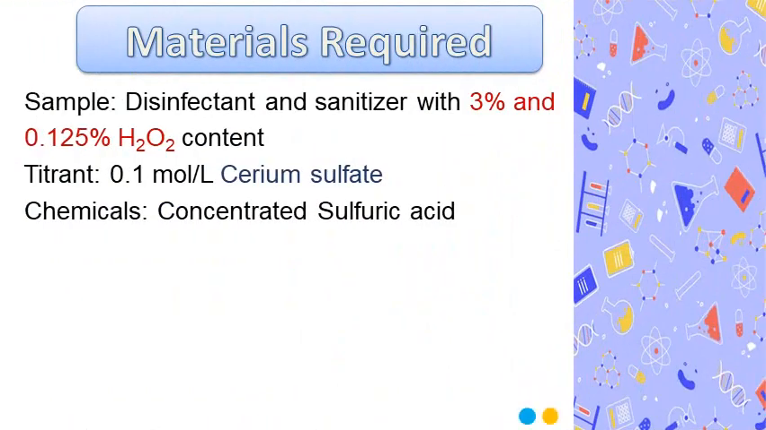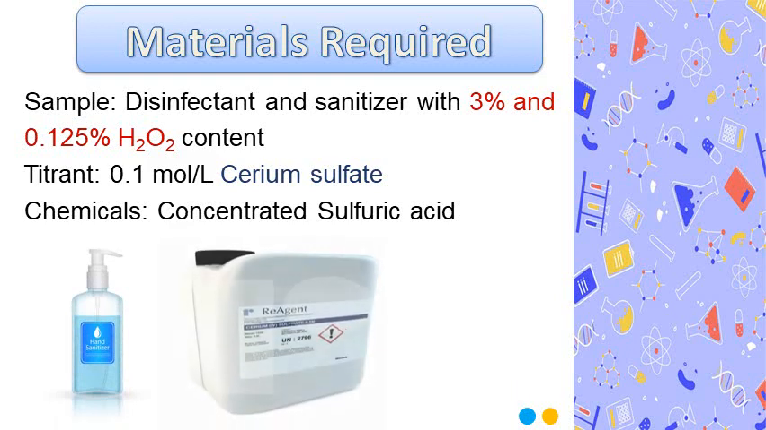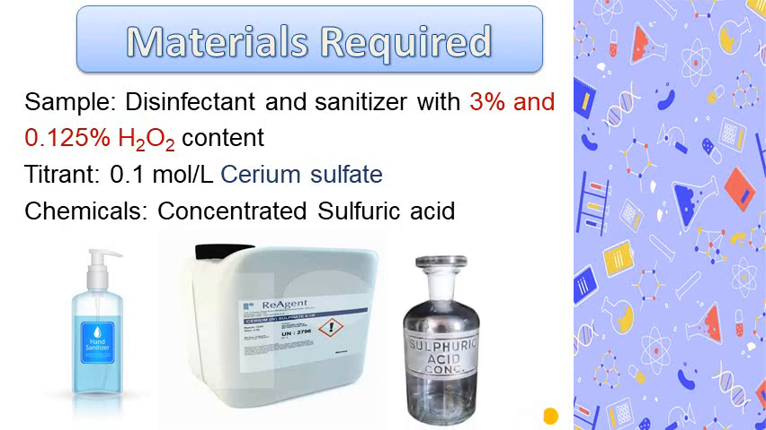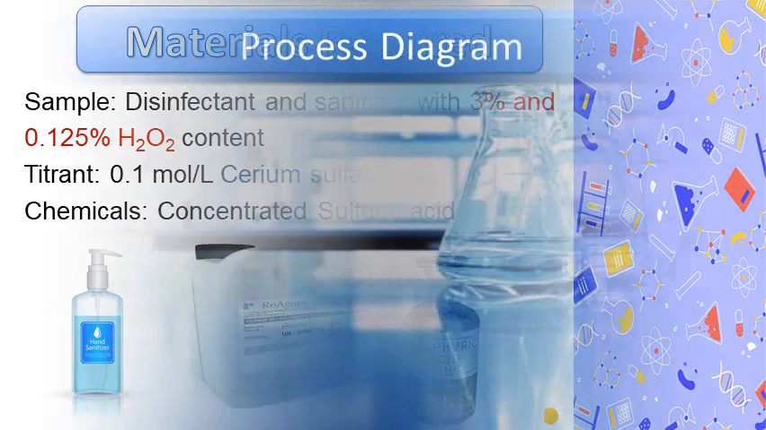Materials required: sample disinfectant and sanitizer with respectively 3% and 0.1 to 5% of hydrogen peroxide content. Titrant is the 0.1 molar per liter cerium sulfate, and the other chemical used is the concentrated sulfuric acid that acts as a buffer and maintains a specific pH, like acidic pH, in the solution mixture.